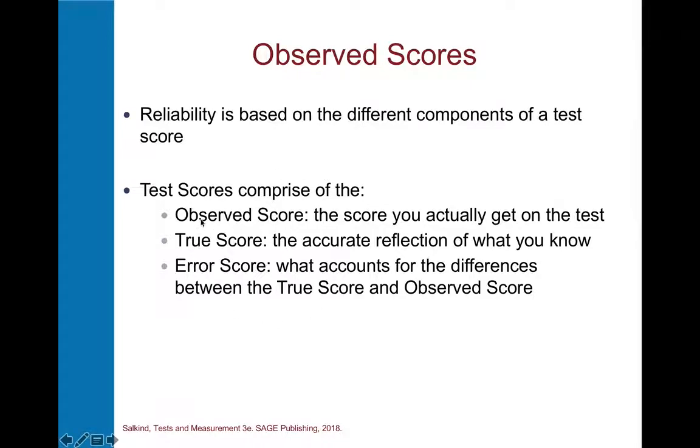So the test score consists of the observed score, which is what you actually got on the test, the true score, which is the accurate reflection of what you know, and the error score, which is the difference between the true score and the observed score. So, in other words, your observed score is the true score plus your error score.